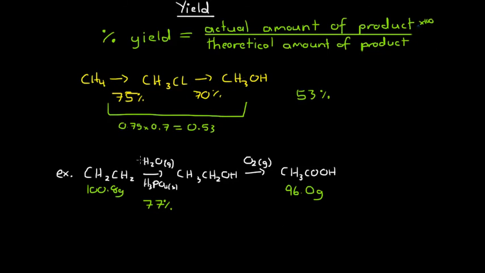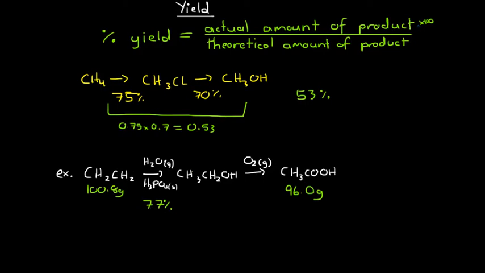So now if we look down here at a bit of an example, we've started with ethene, we've reacted it with water with a solid phosphoric acid catalyst to produce ethanol. From there, we've reacted the ethanol with oxygen to produce ethanoic acid. So these are standard chemical reactions, chemical processes. Now, we've started with 100.8 grams of ethene. We've ended up with 96.0 grams of ethanoic acid. And we know that the yield for this step is 77%.